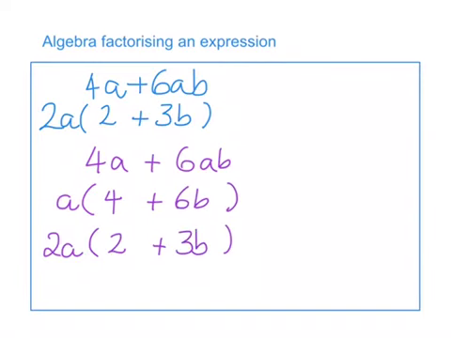So you can see I've ended up with exactly the same factorised expression as I had before. It's just that I did it in slightly longer steps because I only took out one factor and then I took out another factor. So the most efficient way is to take out the highest common factor first.